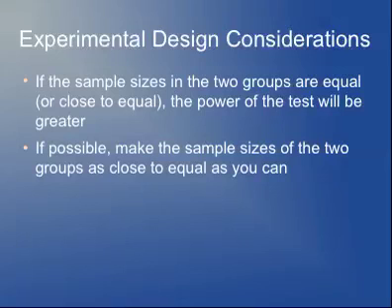But in general, if you only have money to collect 100 samples, for instance, it's better to collect 50 cases and 50 controls than it is to collect, say, 90 controls and 10 cases. You'll get better power if the two groups have approximately equal sizes.